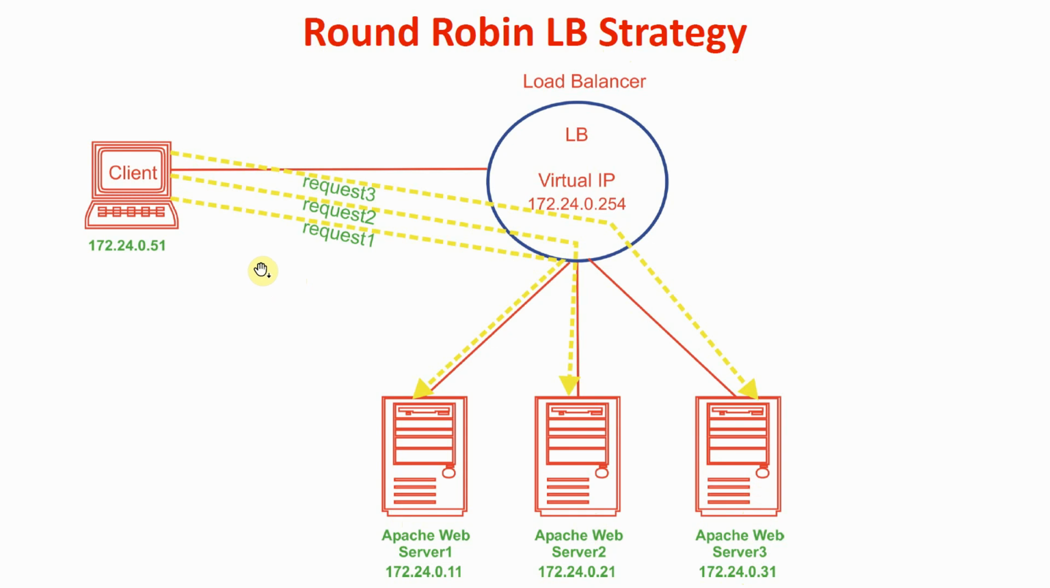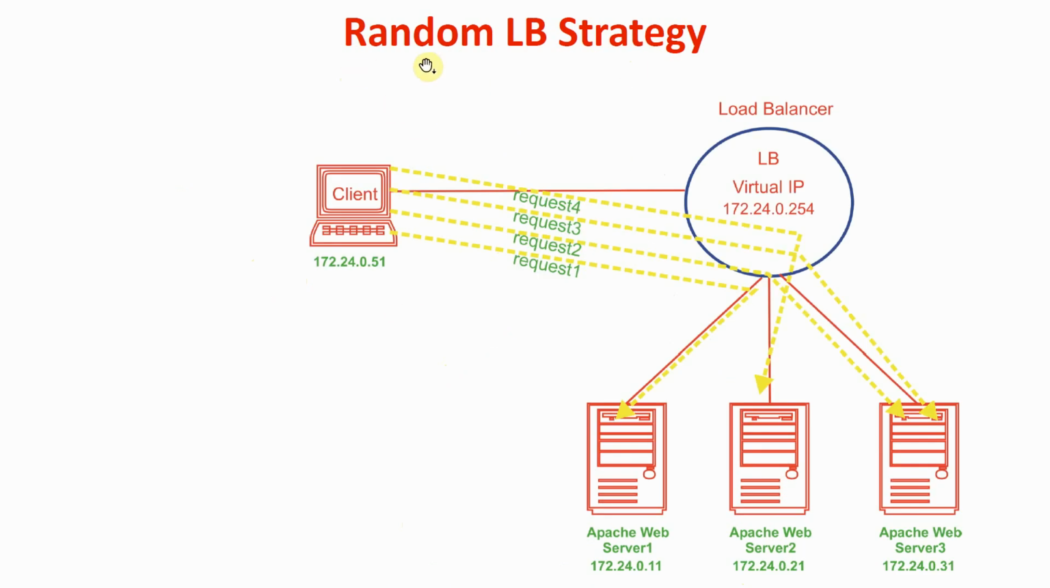Now we have another load balancing strategy, the random load balancing strategy. Again the lab setup is the same. Now in this, what happens? When the client is sending the request to 172.24.0.254, the first request can go to server 1, the second request can go to the third server, and then the third request can again go to the third server, and the fourth request can go elsewhere. That means it is random, not a fixed pattern.